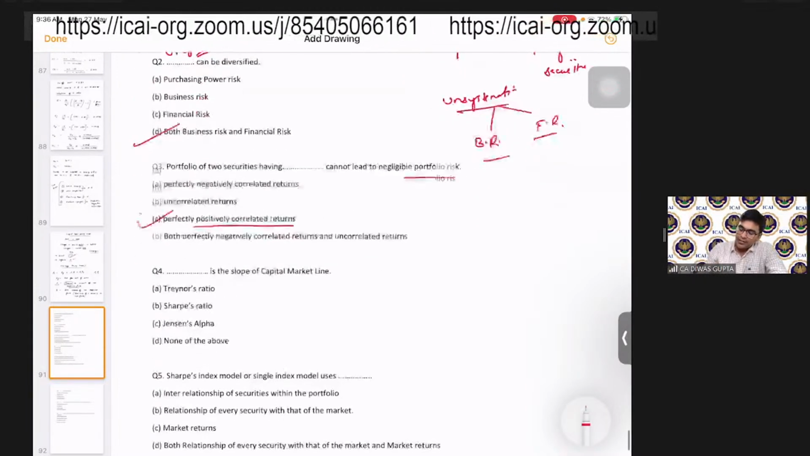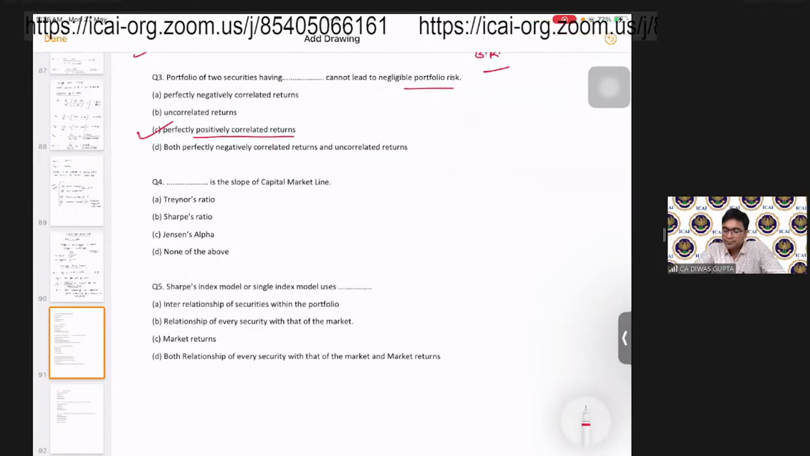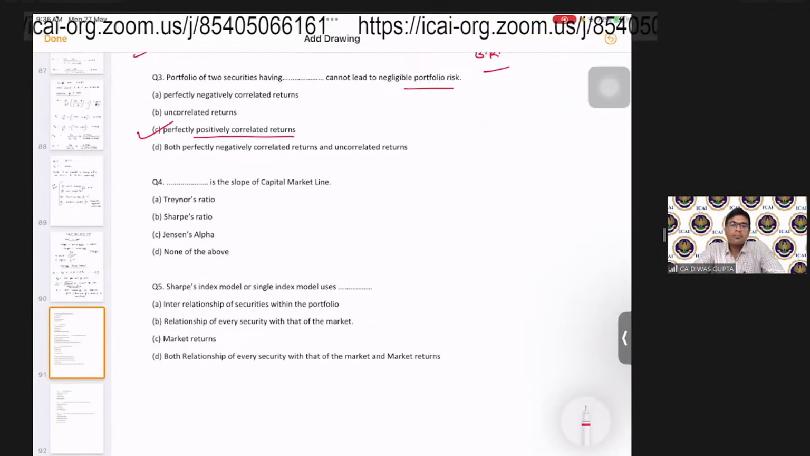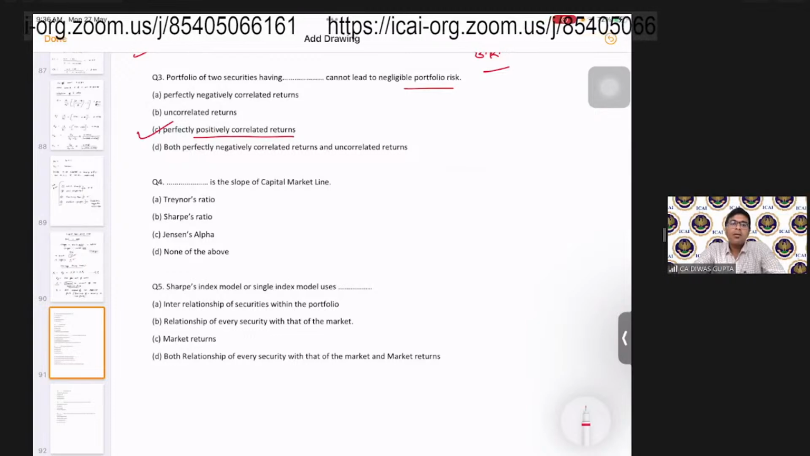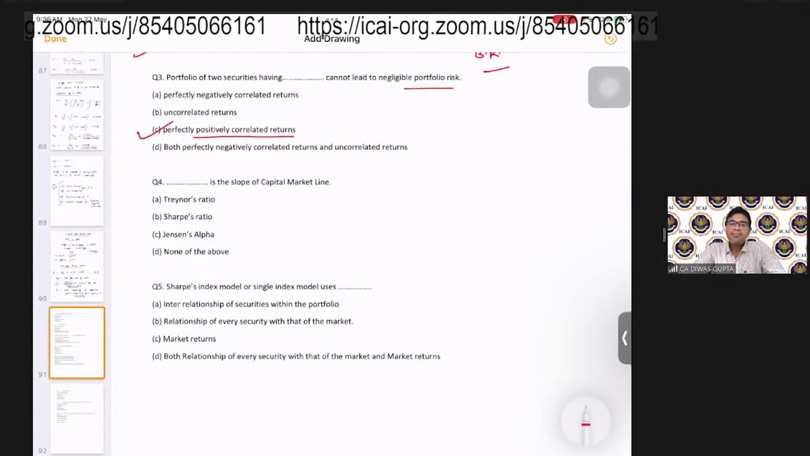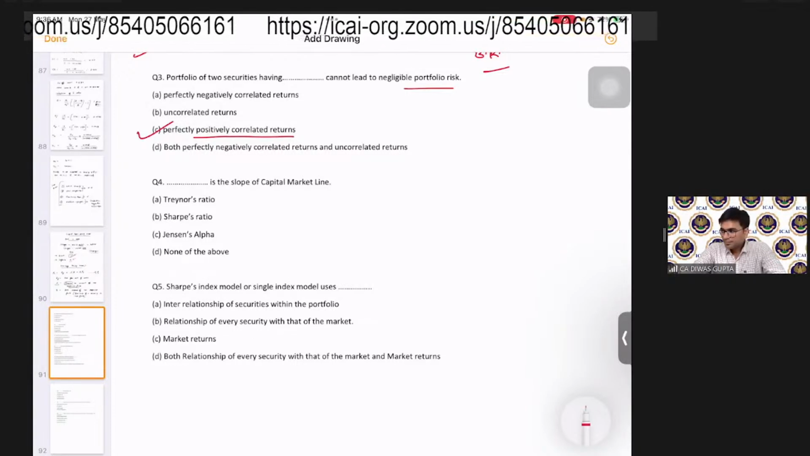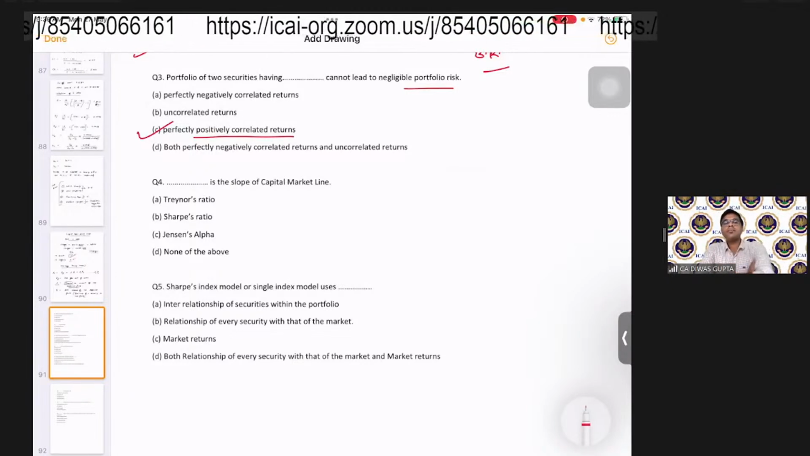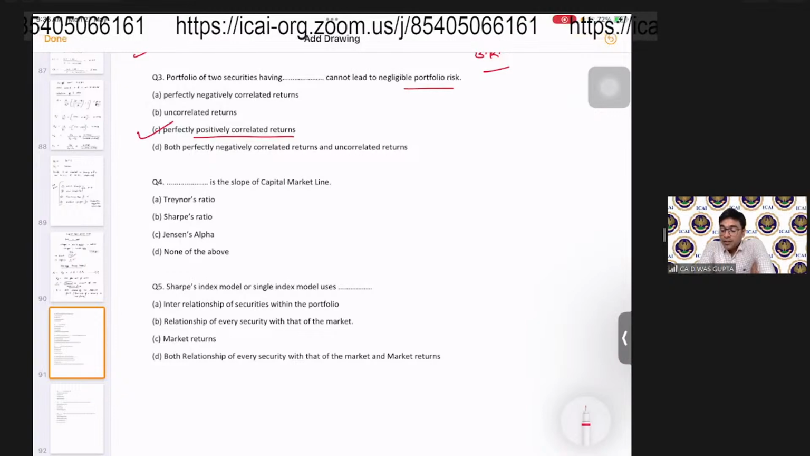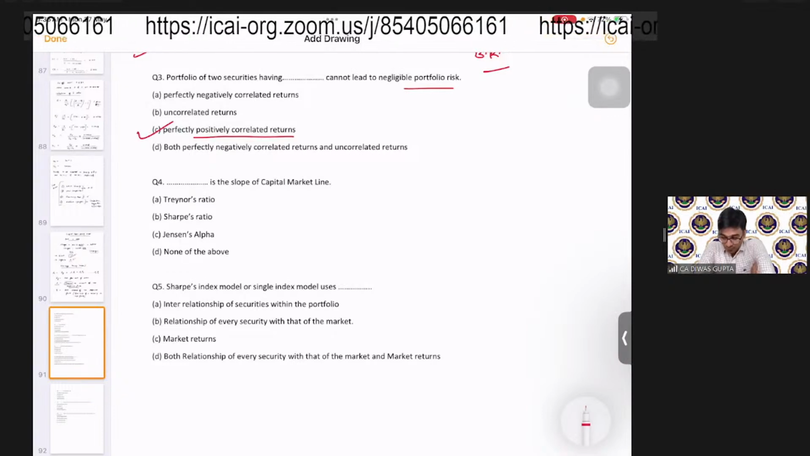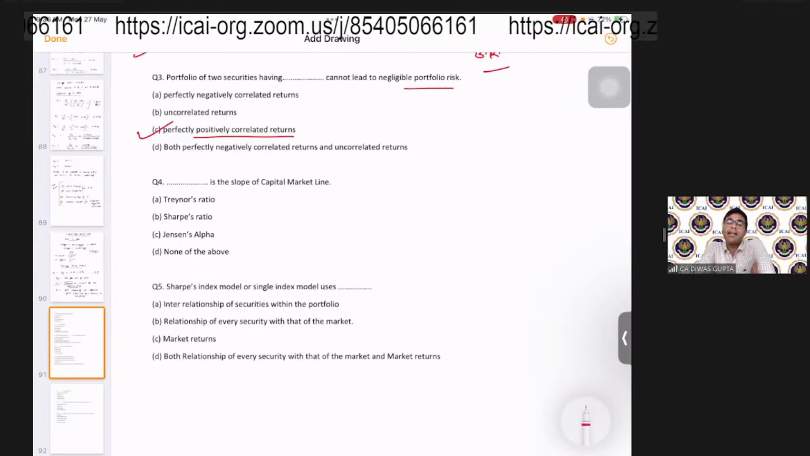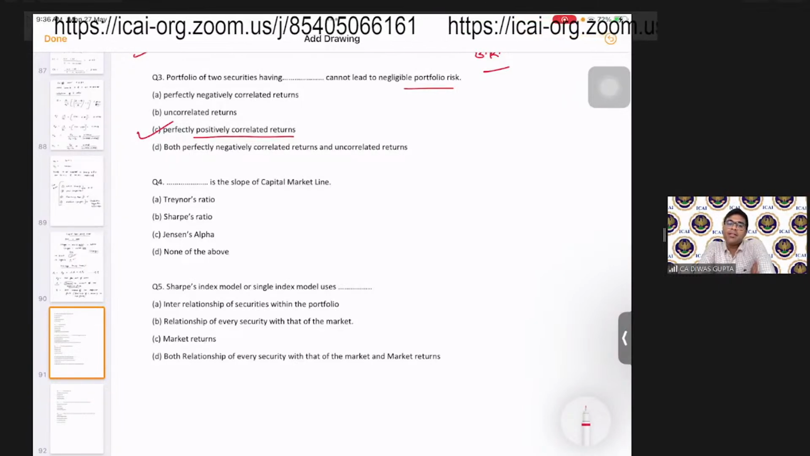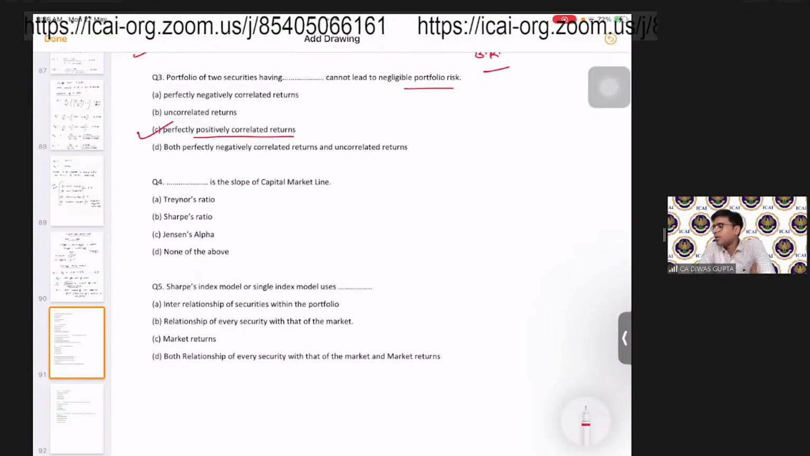Okay, now next one, fourth. Question number 4 is also very good. What is the slope of a capital market line? Is it a Treynor ratio? Is it a Sharpe's ratio? Is it Jensen's alpha or none of the above?